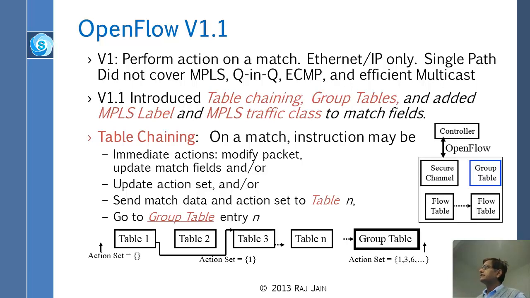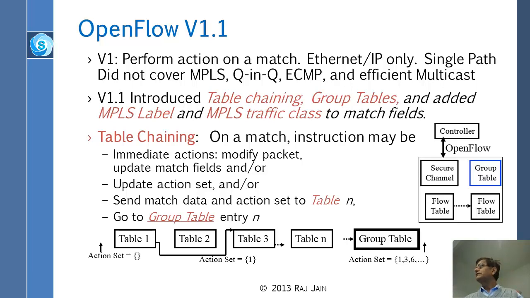On a match, the instruction may be an immediate action, which may be to modify a packet, update the match fields, or update the action set. So the actions are of two kinds. One is do now, do later. Do now is immediate action, and do later is add to the action set. Add to your list of things that you need to do before the packet goes out. You might change the match fields. For example, if you are matching with the top level stack, now it might say, take the second level stack out of the packet and match with that.